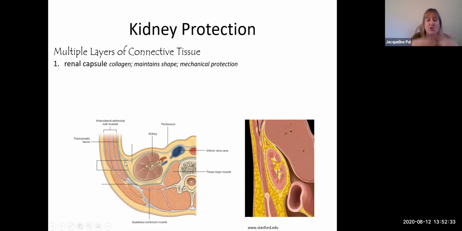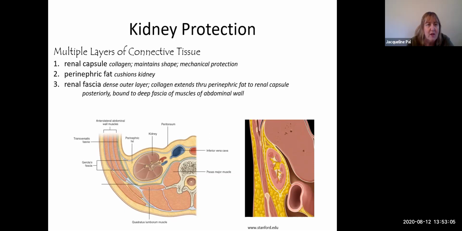And on both of these pictures, you see yellow stuff surrounding the capsule. So yes, immediately surrounding the renal capsule, our second layer of connective tissue is going to be adipose tissue. It has a name. It's called perinephric fat. And its job is just to provide a bubble wrap cushion surrounding the kidney. So we're going to use the word renal when we're talking about collagen things, and nephric when we're talking about adipose related things. So the third layer is called the renal fascia.